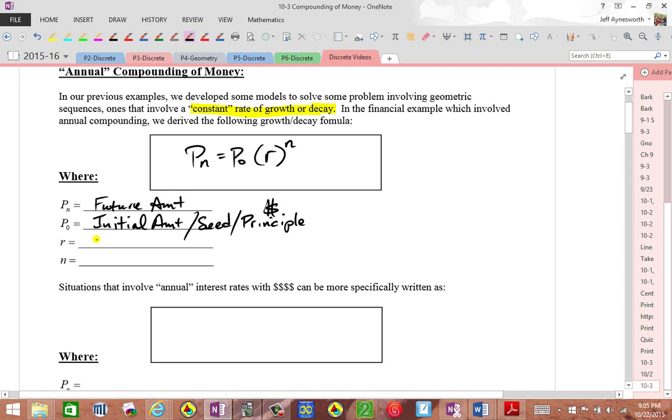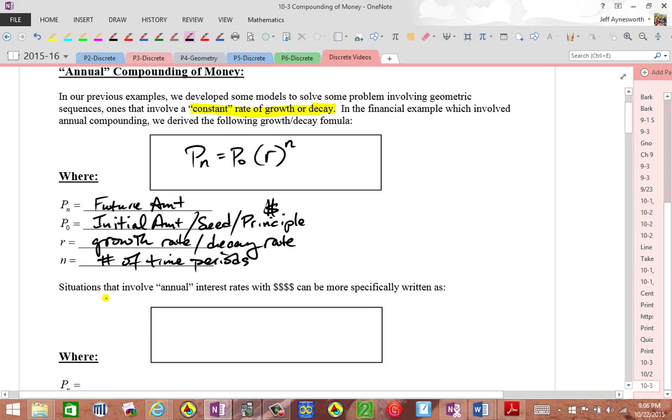R is the growth rate, or it could also be the decay rate, depending on the problem that you're working with. And n stands for the number of time periods. In the two problems we dealt with, we were talking about number of years, but the time periods could be number of months, years, or days, depending on the problem. That's very important because it's going to change from problem to problem. We're not always talking about per year. It could be per month, per day, per second.